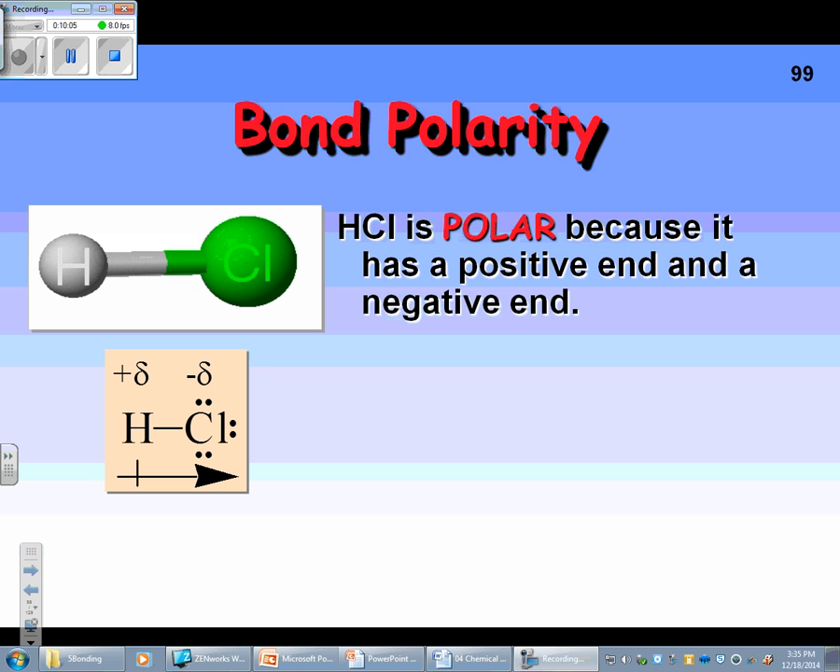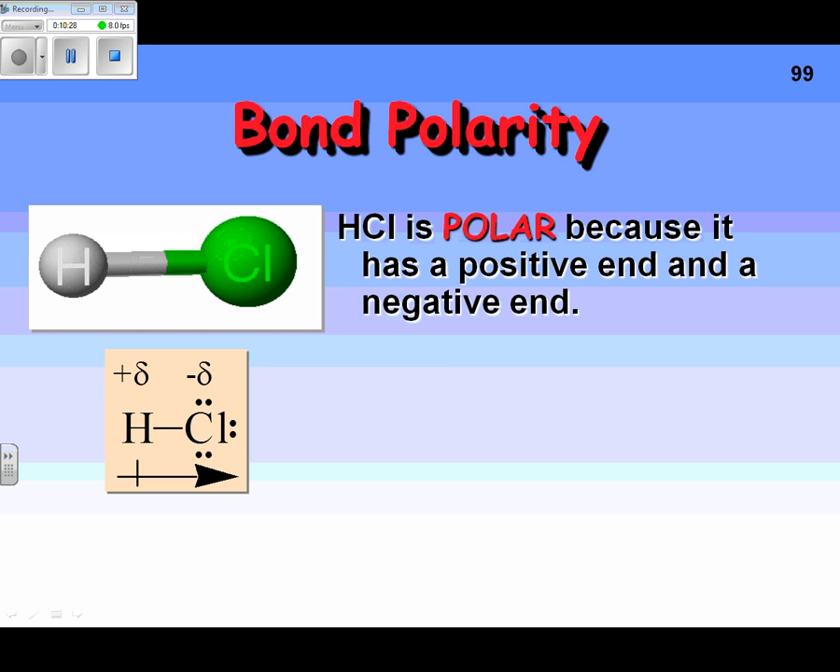All right, now let's talk about bond polarity. If I take this molecule, hydrochloric acid is polar because it has a positive end and a negative end. The reason it has that positive end and that negative end is because the chlorine is more electronegative and is pulling on those electrons. Since the electrons spend more time with chlorine than with hydrogen, chlorine develops this partial negative charge, and hydrogen, because its electrons are spending more time away from it, develops this partial positive charge.